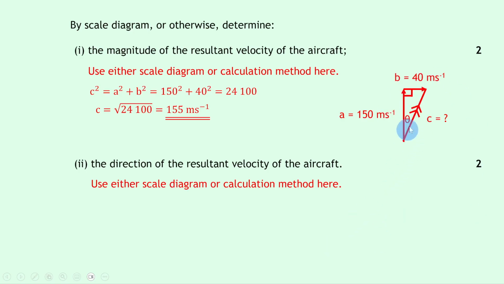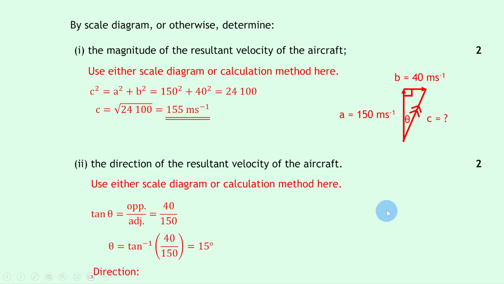Now we always want to use tan theta for this, so we can say that tan theta equals opposite over adjacent, which in this case, opposite the angle is 40 and adjacent to the angle is 150. So we have 40 divided by 150, and to get theta on its own we can do inverse tan or shift tan on your calculator of 40 divided by 150, and that should give you an answer of 15 degrees. However, that's not our direction, that's just the angle theta here.